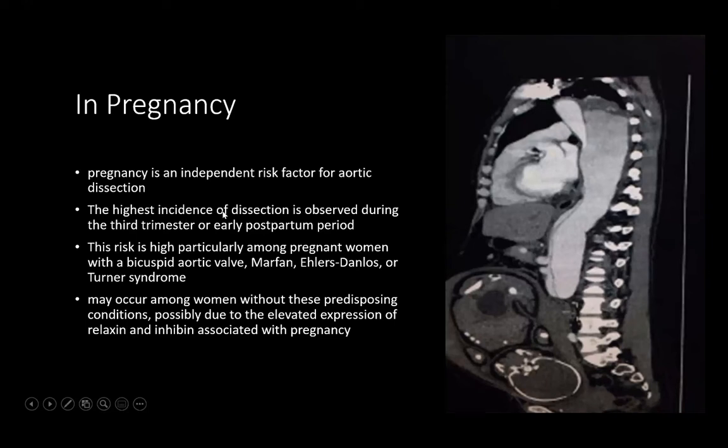It usually happens in the late stages of pregnancy, in the third trimester or early postpartum periods. This risk is high, particularly in women with predisposing factors like connective tissue diseases. It may occur among women without those predisposing factors, possibly due to the elevated expression of relaxin and inhibin associated with pregnancy.